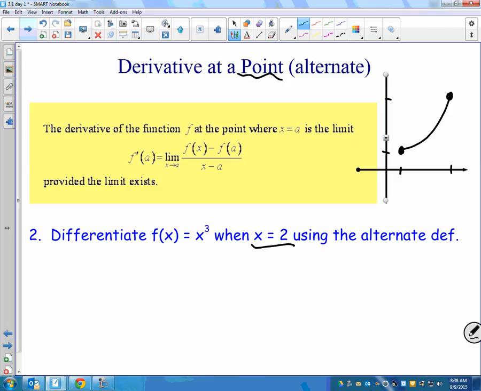I never thought about this before. Like, I always just take this formula and it makes sense to me. If x is 2, like x equals a, that's my a value, I just plug it in.